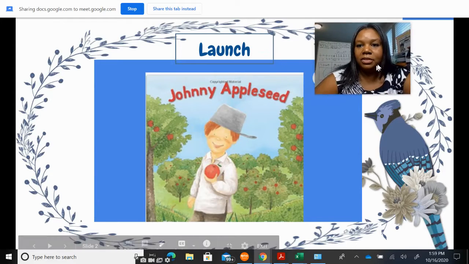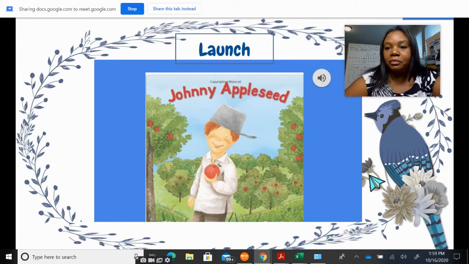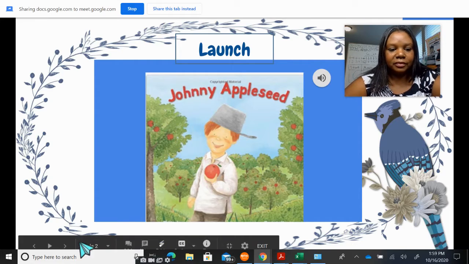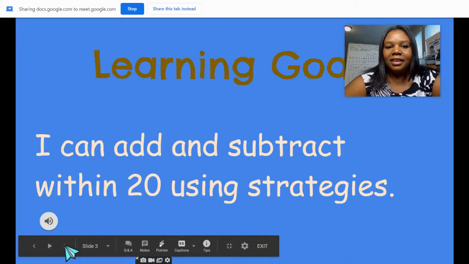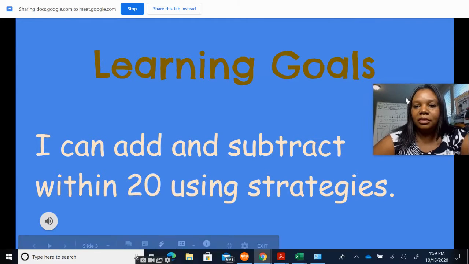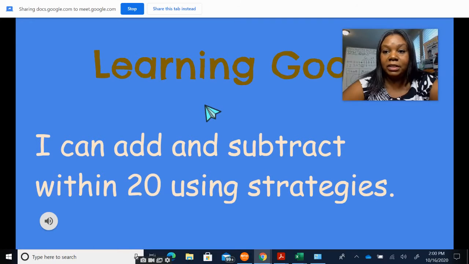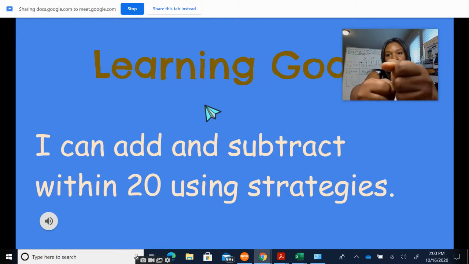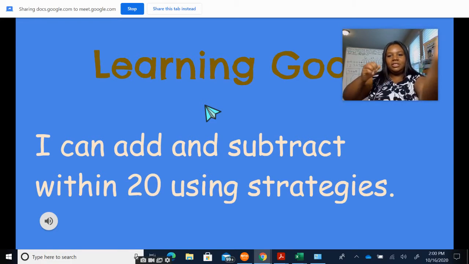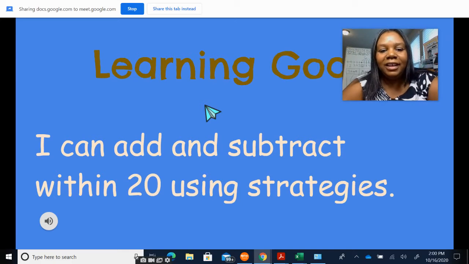On this page of the slides, we watched a story today about Johnny Appleseed. I hope that you enjoy it when you click on it. Our learning goal for today was this: if I pull back my bow and arrow and I shoot for the target, I can add and subtract within 20 using strategies.